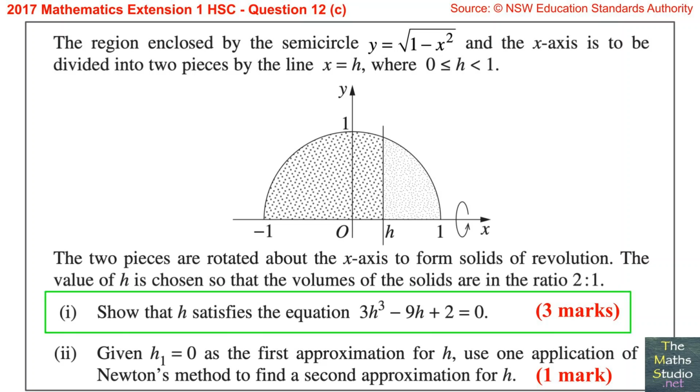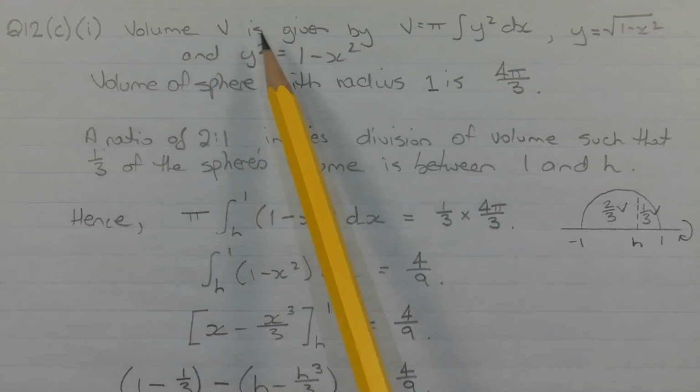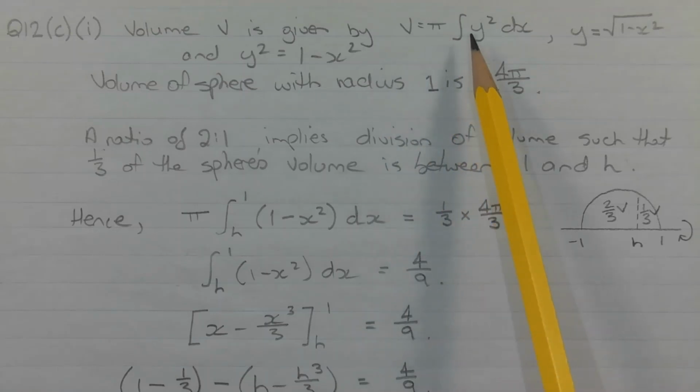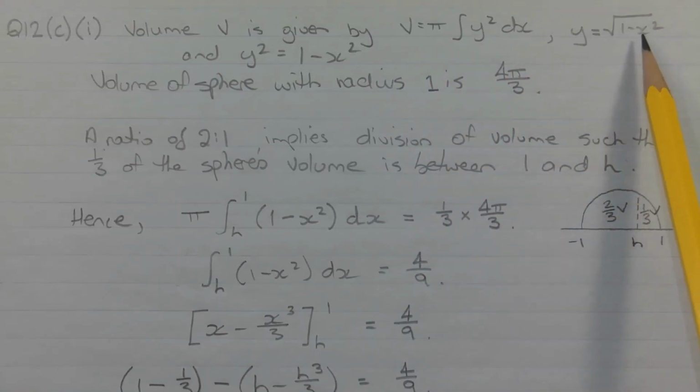Part 1. Show that h satisfies the equation 3h cubed minus 9h plus 2 equals 0. Since the rotation is about the x-axis, the volume V is given by the formula V equals pi times the integral of y squared dx, where y is equal to the square root of 1 minus x squared. Now the graph of y equals the square root of 1 minus x squared is a positive semicircle of radius 1, and when that's rotated about the x-axis, that'll form a sphere of radius 1 unit.